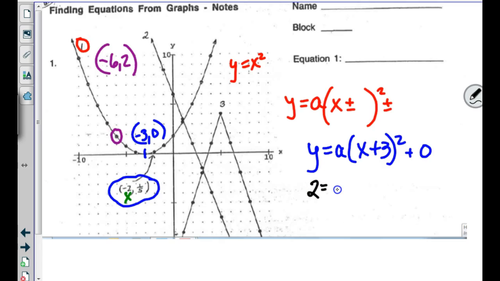2 equals a times -6 plus 3 quantity squared. I don't think you get the same answer, do you? Because you're going to get 2/9, not 1/5. I don't know if that one would have. All right, anyway, if they give you an ordered pair, you should probably use that ordered pair.